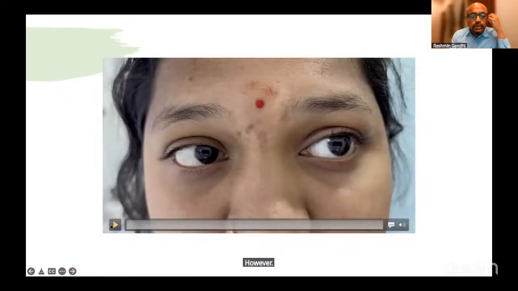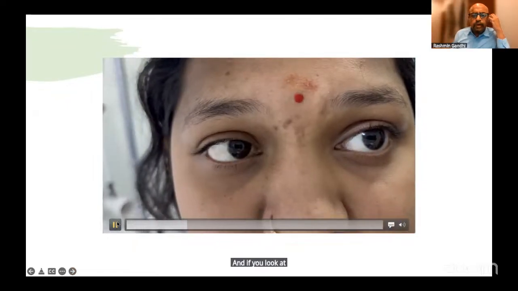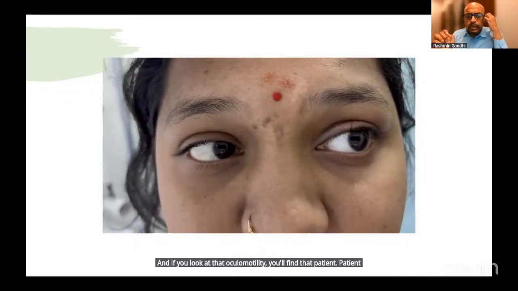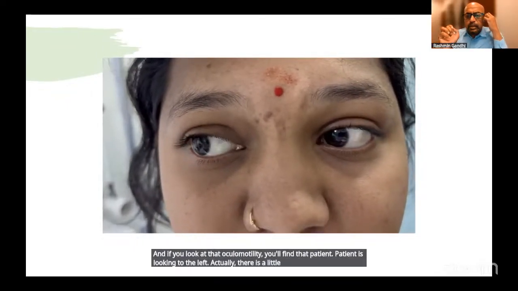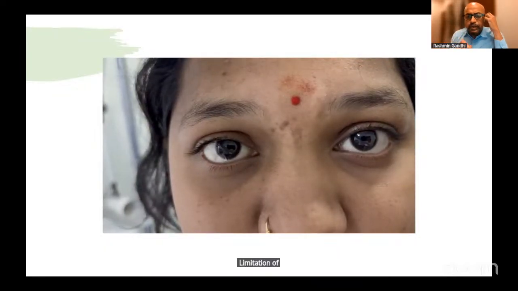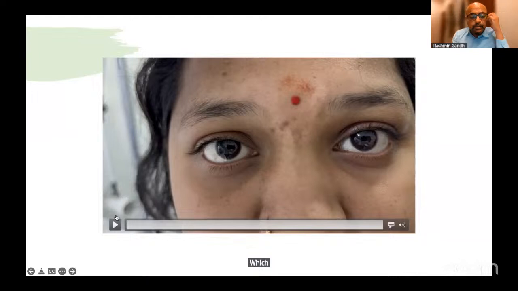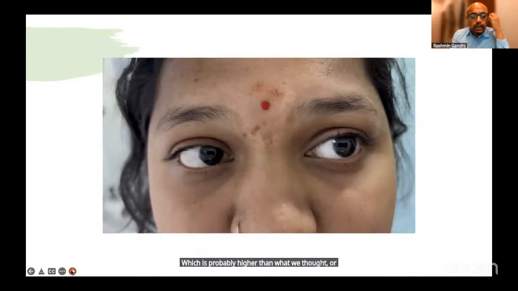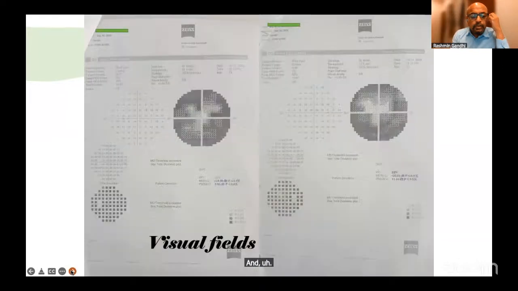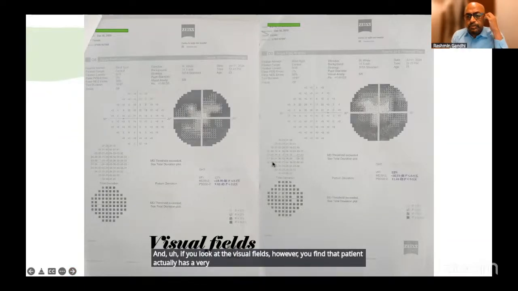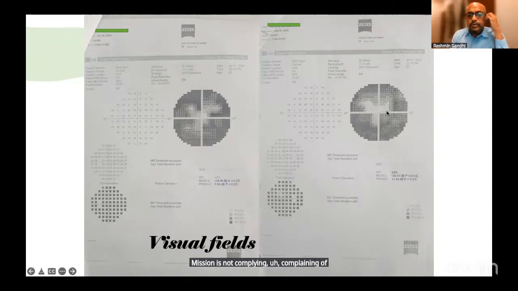However, if you see, the patient was complaining of mild uneasiness when she looked to the left. And if you look at the oculomotility, you'll find that when the patient is looking to the left, actually, there is a little limitation of abduction in the left eye, which is a sign of raised intracranial pressure, which is probably higher than what we thought or what they suggest. And if you look at the visual fields, you find that patient actually has a very advanced visual field defect. Patient is not complaining of visual problem because the central visual field is fine.